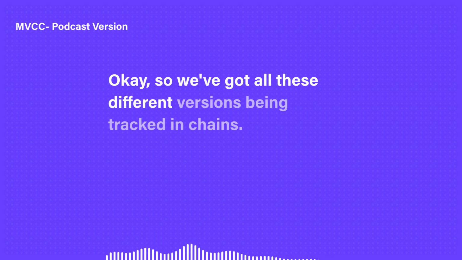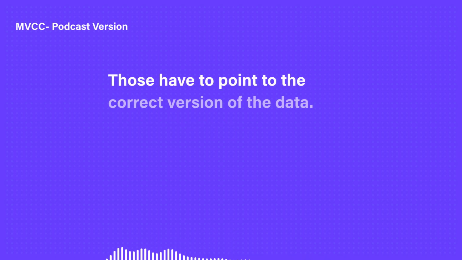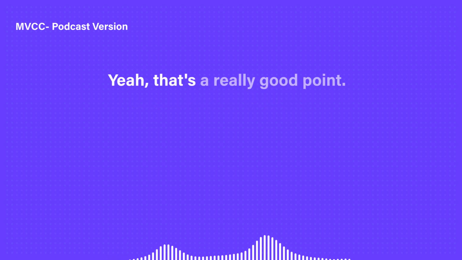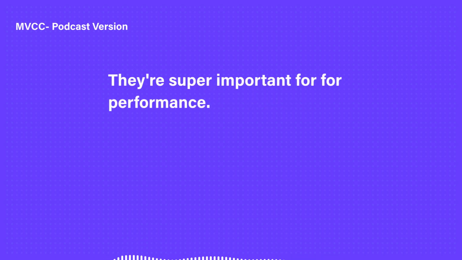Okay, so we've got all these different versions being tracked in chains, but what about indexes? Those have to point to the correct version of the data. Yeah, that's a really good point. You can't forget about indexes. They're super important for performance.